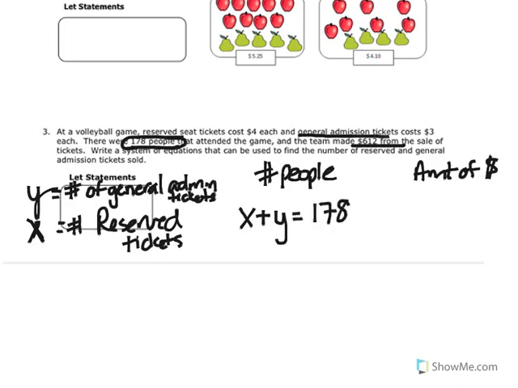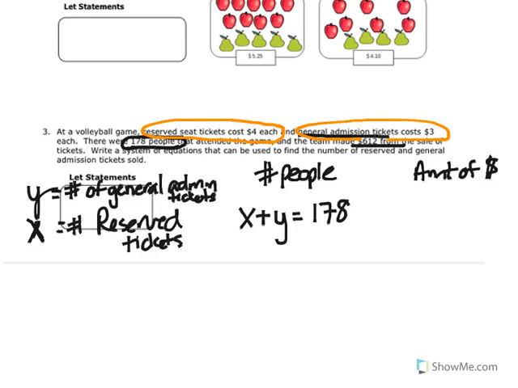Because all of the general admission tickets and all of the reserve tickets added up would be the total number of people. So that's X plus Y equals 178. Now let's do one for the amount of money. So reserve tickets cost $4 and general admissions cost $3. So let's set that up.